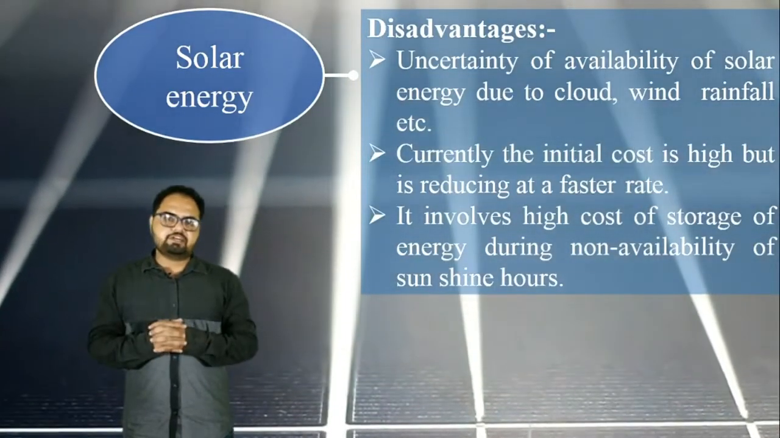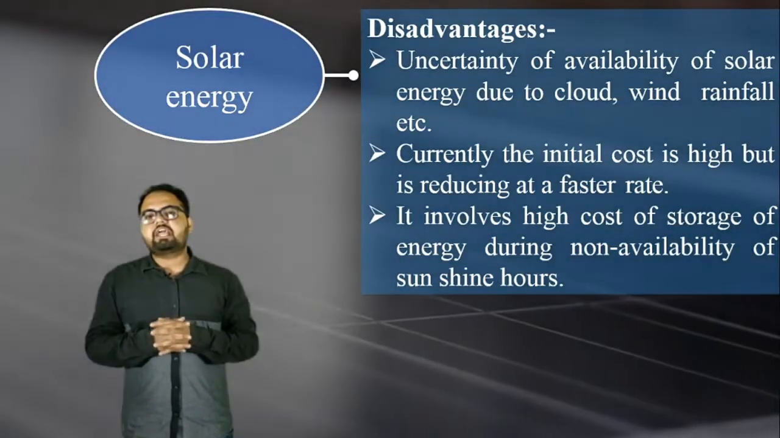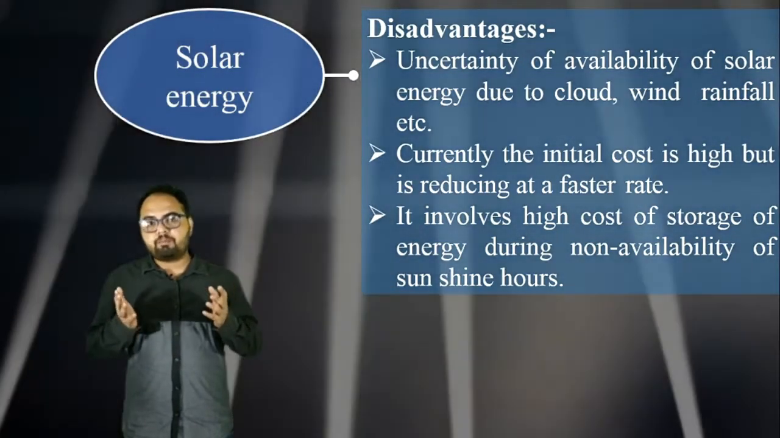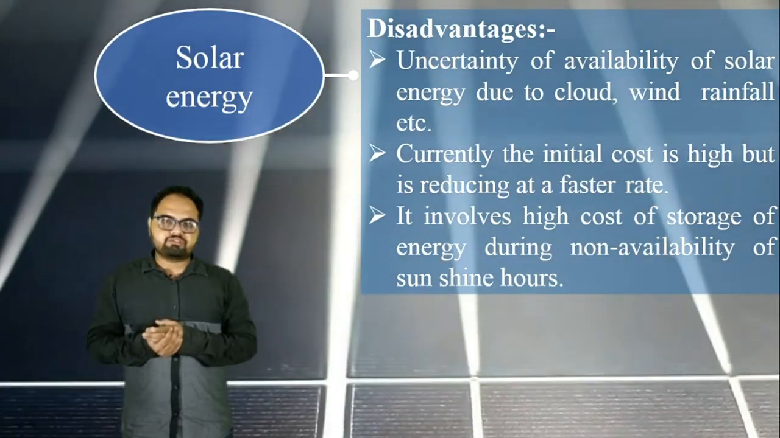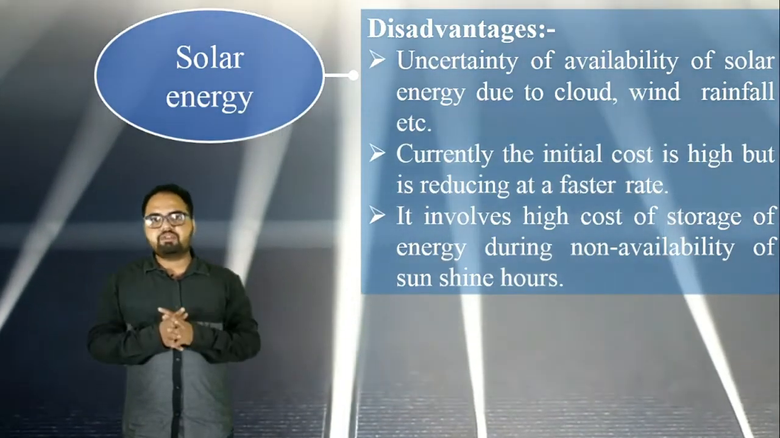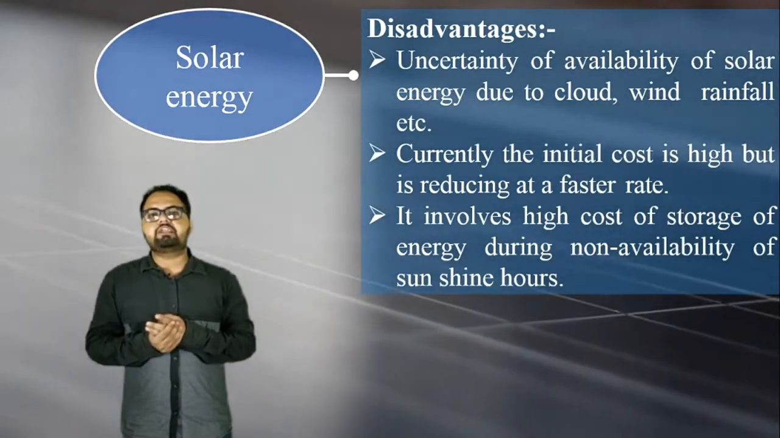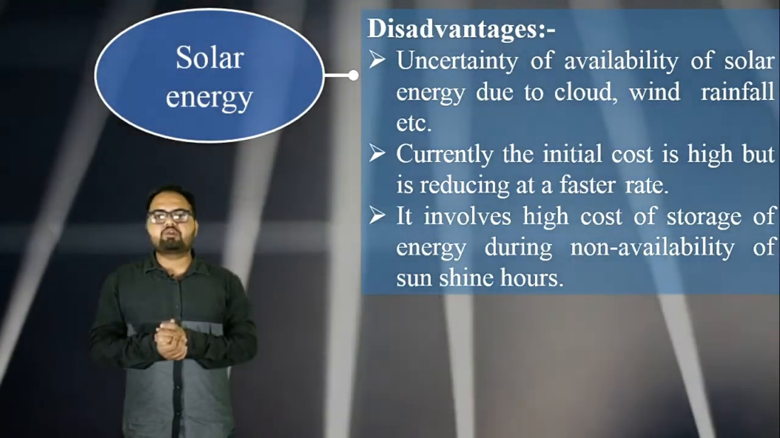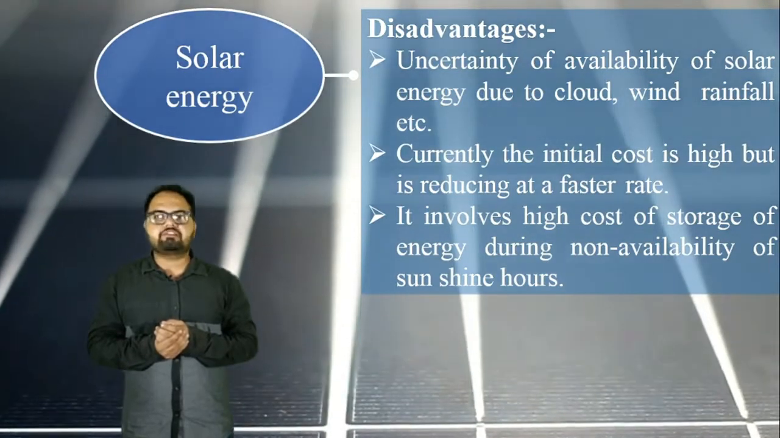There are certain disadvantages of solar energy. In areas where there is uncertainty of solar energy, or a problem of cloudy weather, a lot of rainfall during the season, or more winds, there is a problem or unavailability of solar energy. At such places we are not able to get constant electrical energy.